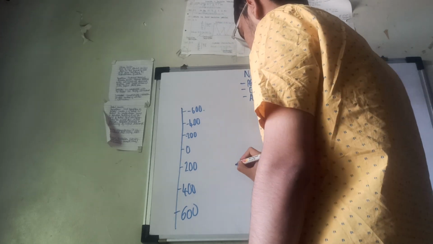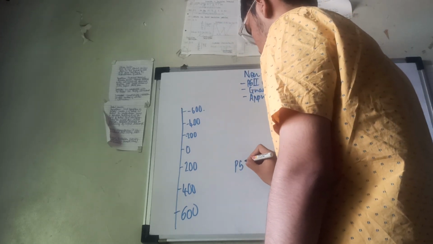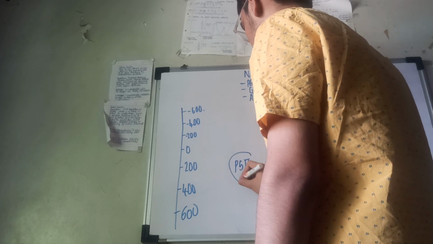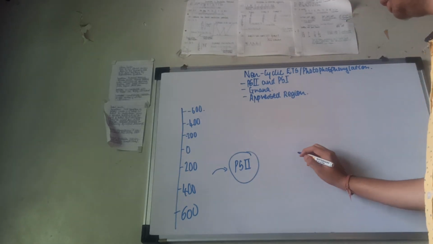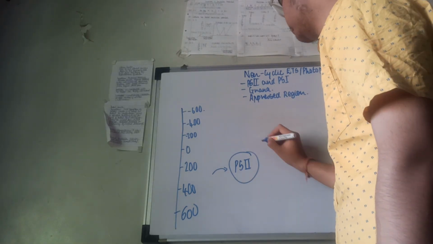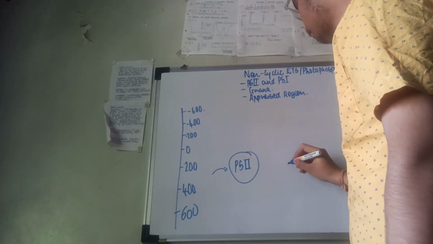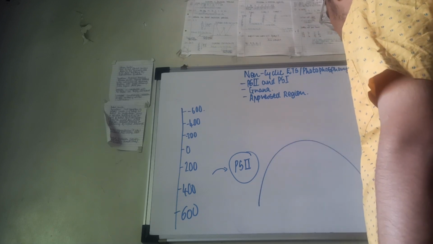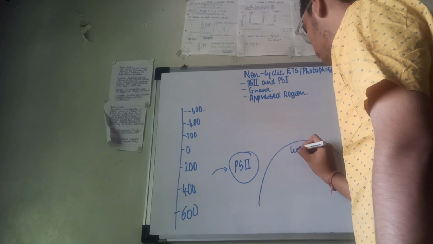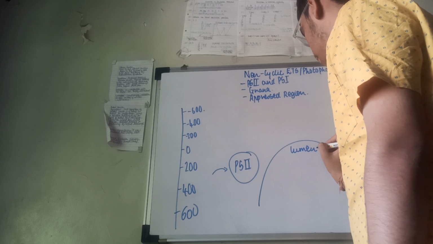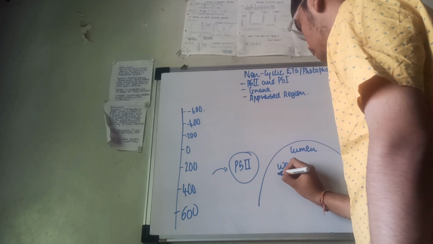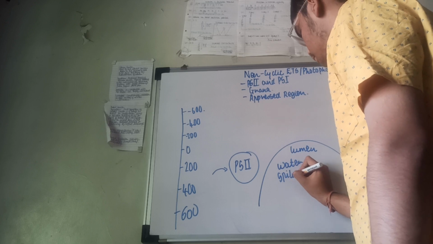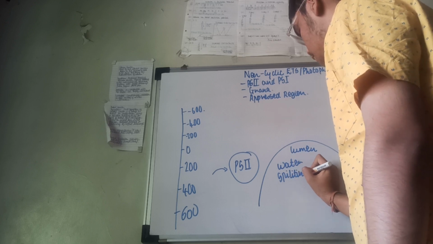So first, here it is PS2. Here I am making it. So light falls on PS2. Light falls on PS2. Here it is the lumen of the thylakoid. So here we have the water splitting complex.